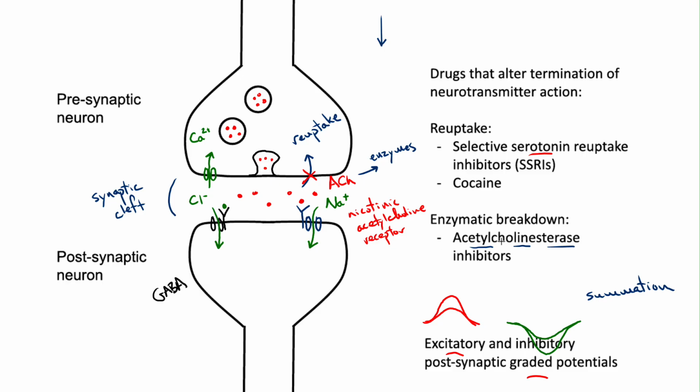And so acetylcholine esterase inhibitors are used in the treatment of dementia to try and increase the transmission through neurons in the brain that use acetylcholine as their neurotransmitter. So that's a look at synaptic transmission as well as some of the ways that it can be altered by drugs.